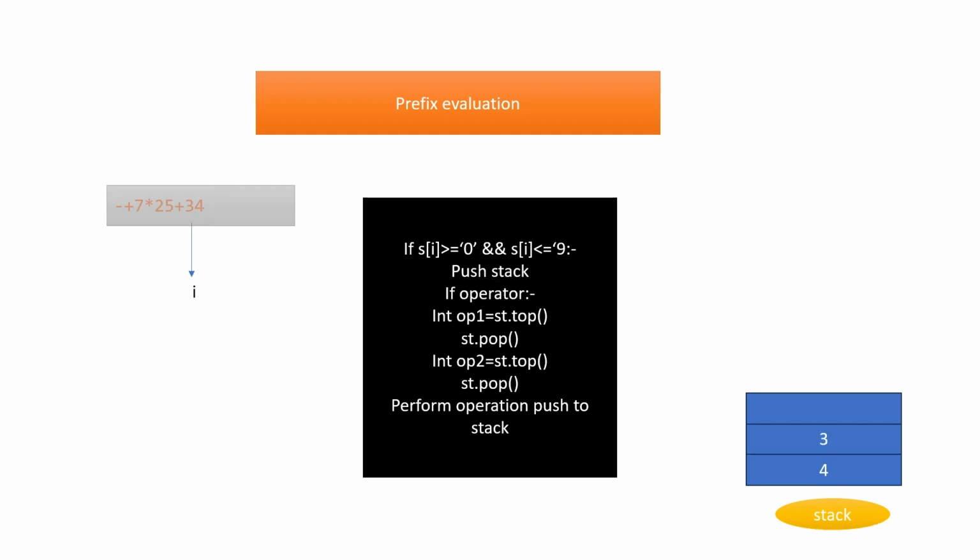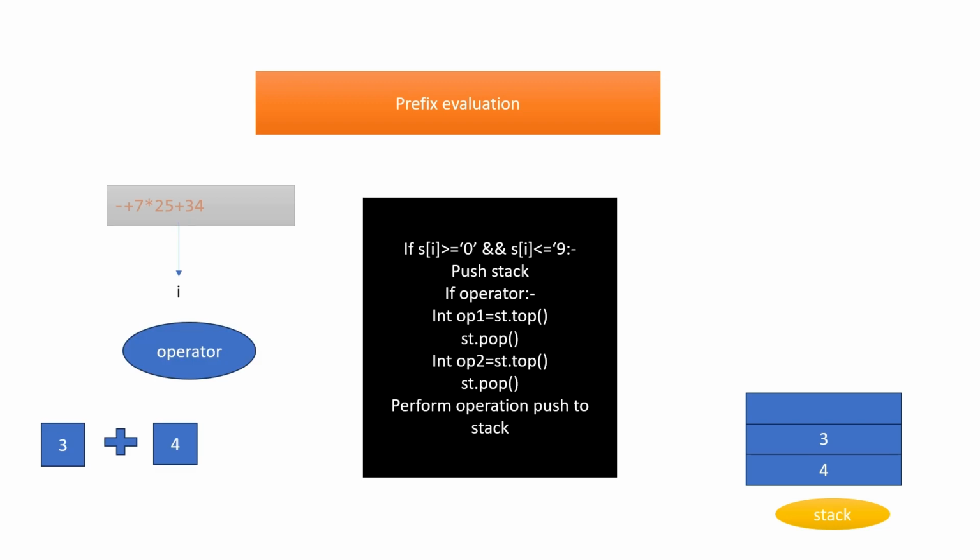Now after the increment of our loop, the i will be here, and this is also a number, so we push the number in the stack and move on. And when i is at the operator, we know that if it is not a digit, then definitely it is an operator. So we pop the top two elements from the stack, perform that operator between the operands, and push the result back to the stack.